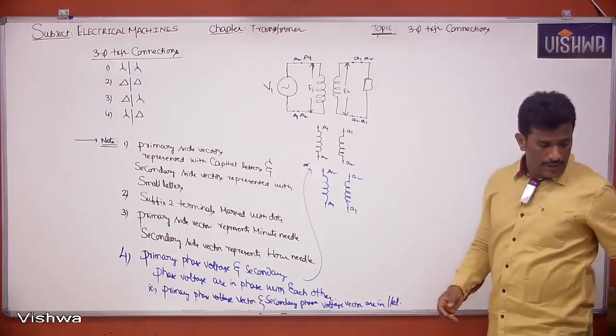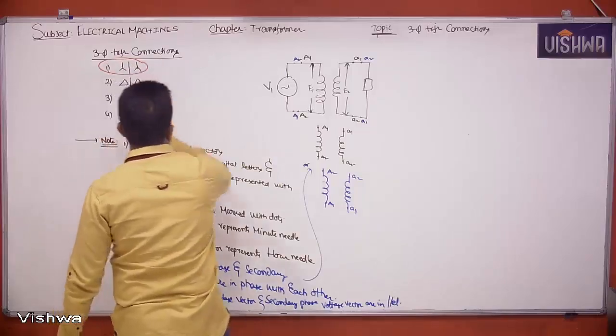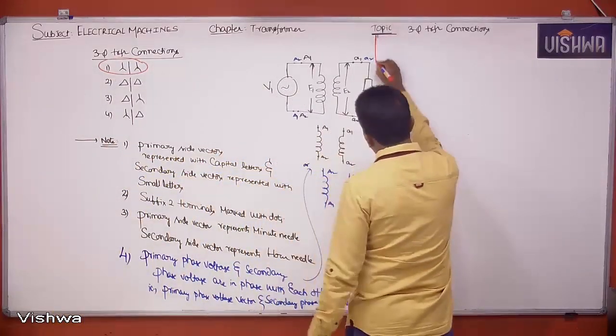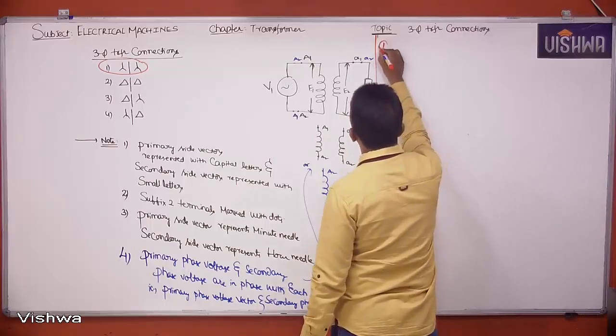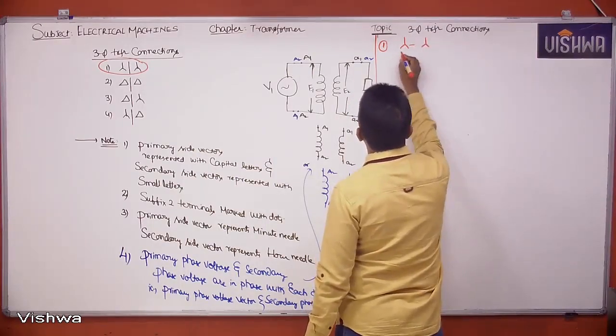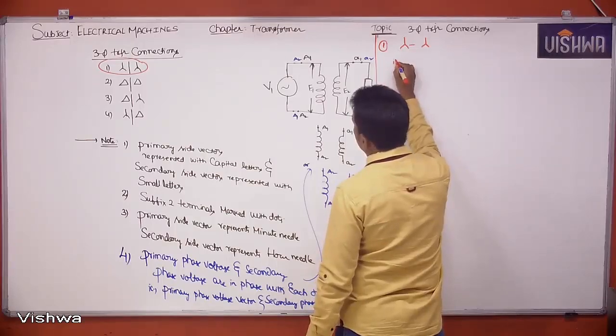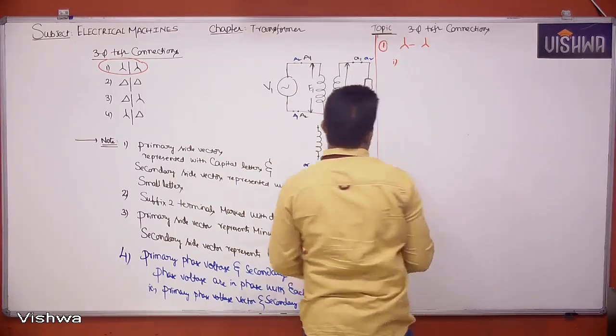Okay. Next, first we will explain star-star connection. Please try to observe clearly. If you understand one connection, the remaining things will be very easy. First, I am just taking star-star connection. In star-star connection, two cases are possible: case 1 and case 2.